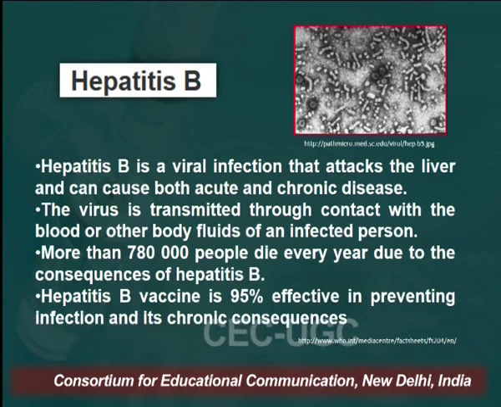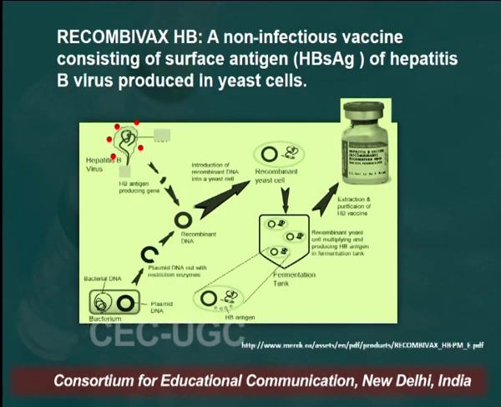The hepatitis B vaccine is able to prevent the disease about 95% of the time. Now let's see how exactly the hepatitis B vaccine is developed. This vaccine is called Recombivax HB. In this vaccine, a part of the hepatitis B virus present on the surface is used, which is called HBsAg. This is a surface antigen present on this particular pathogen. This surface antigen is isolated, and the gene for it is isolated.